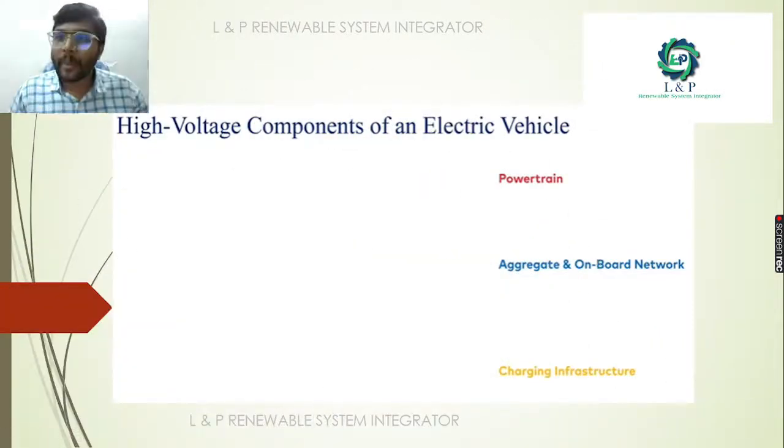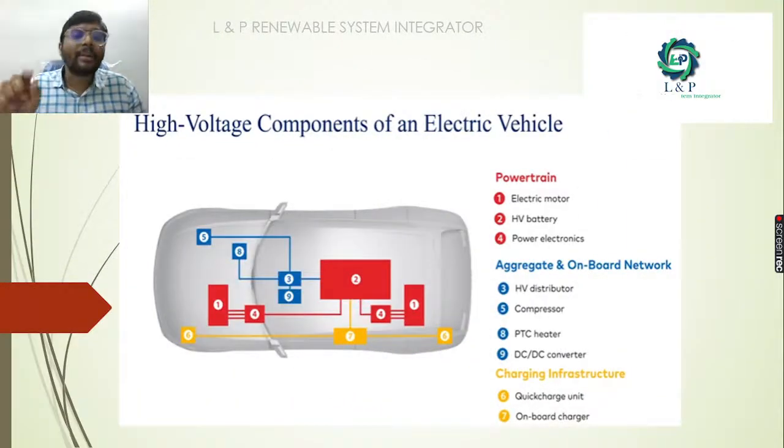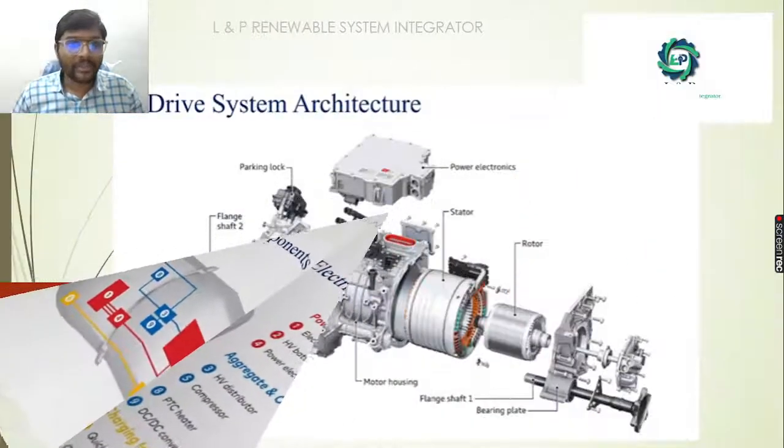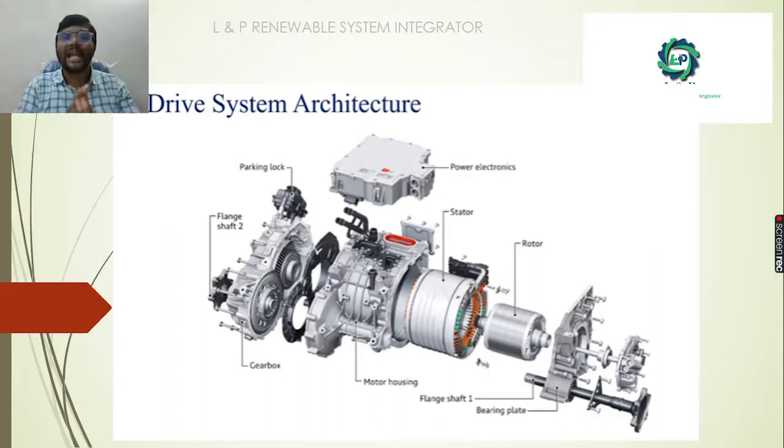What are the high voltage components of an electric vehicle? Three things are very important: the powertrain, the onboard network, and the charging infrastructure. In the powertrain, we have an electric motor, a high voltage battery, and power electronic components. In the onboard network, we have a high voltage distributor, a compressor, a PTC heater, and a DC to DC converter. In the charging infrastructure, we should have a quick charger unit and also an onboard charger. And if we go in depth into the e-drive system architecture, we have a power electronics part, a stator, a rotor, a motor housing, and gearbox accessories.